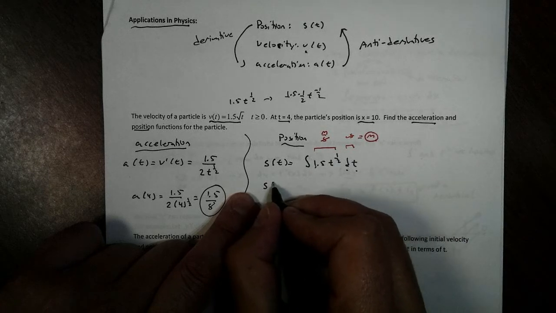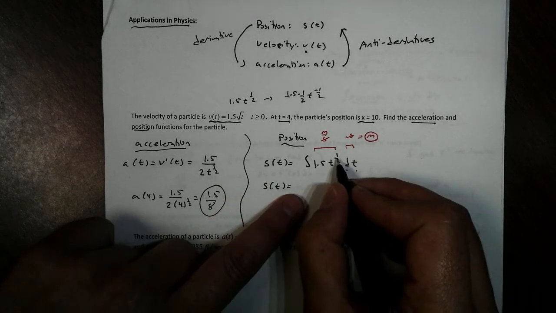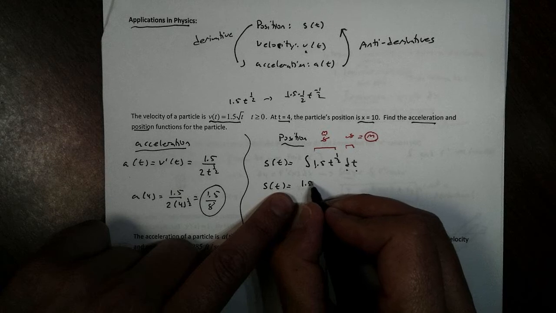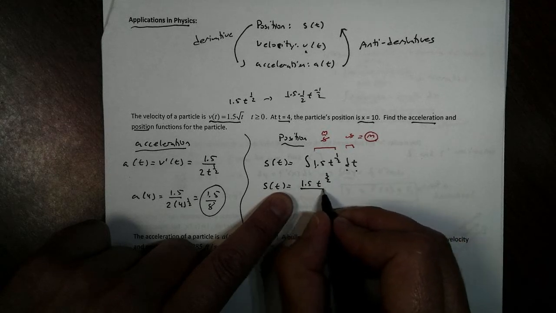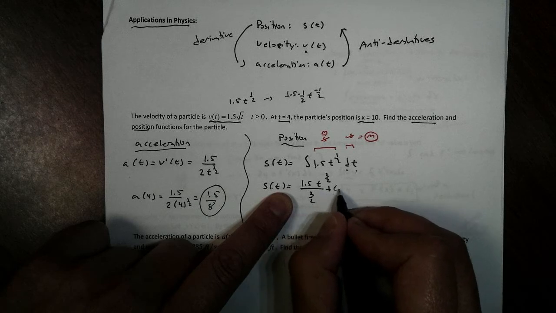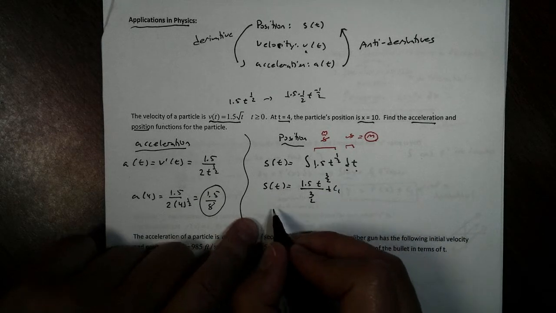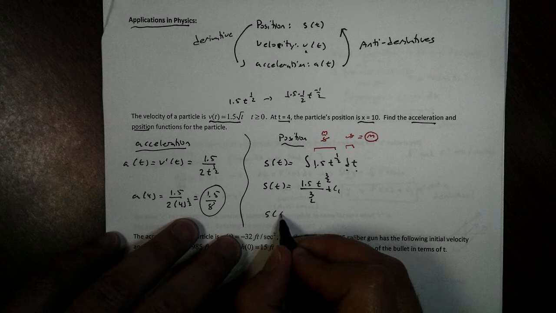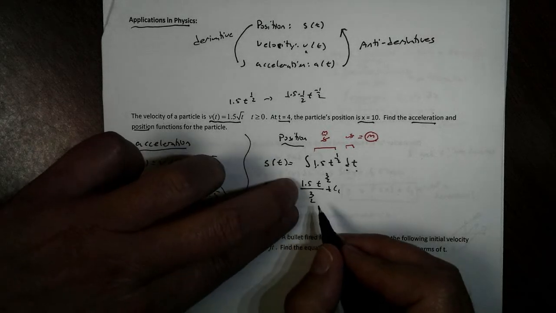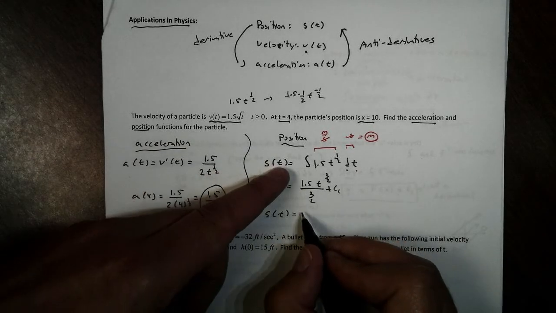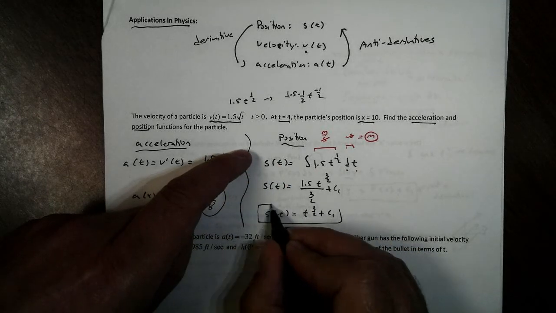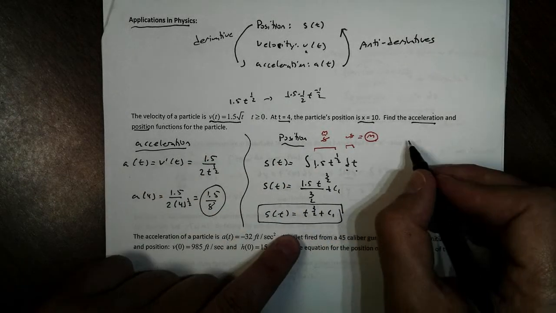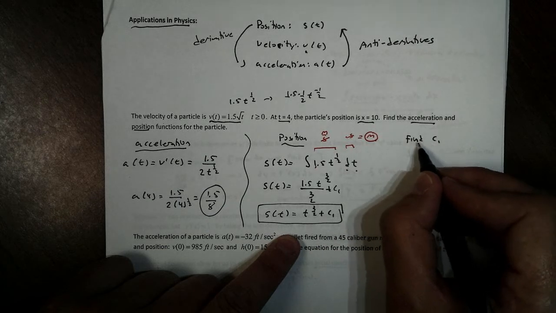But when I integrate this now, remember, we're going to add 1. We're going to get 1.5 t to the 3/2 over 3/2 plus c1. And I'm going to rewrite this. We will get s of t equals, now if I flip it, I'm going to get 3 over 3, or just t to the 3/2 plus c1. Now that's not unique. I still have to find c1.